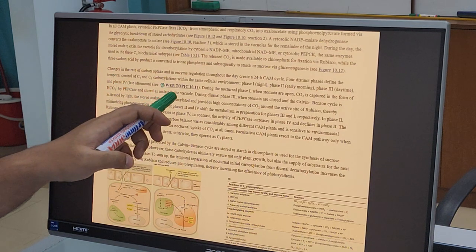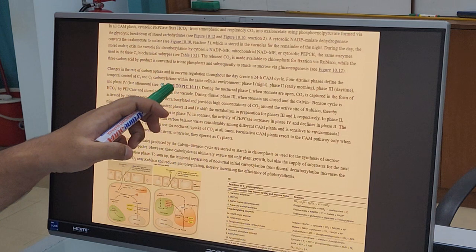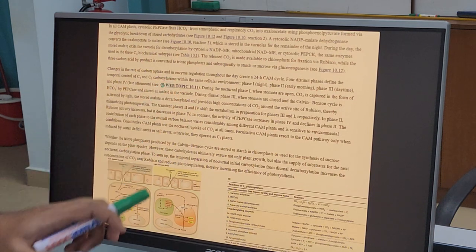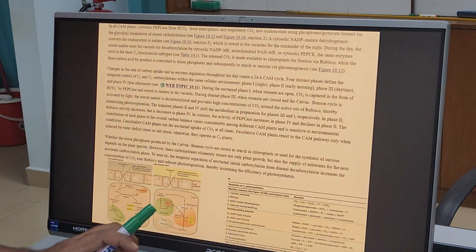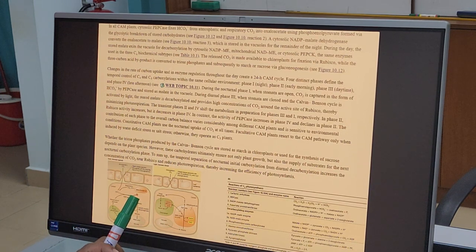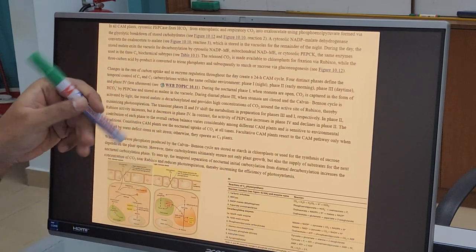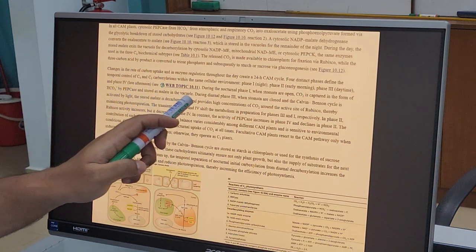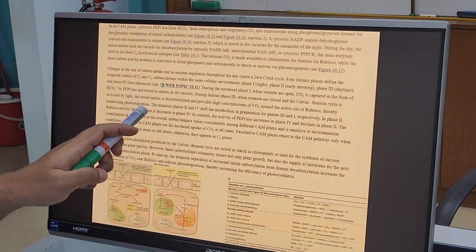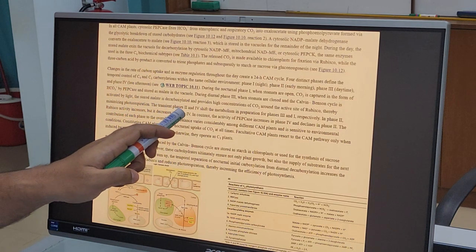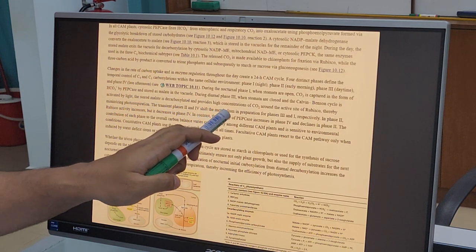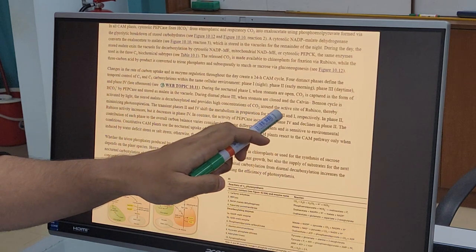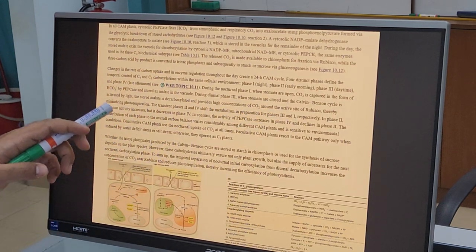accumulate and then store in the vacuole, right? So that's why in the picture here, the vacuole looks so big. This is why, right? Okay, then what else? The transient phases are phase number 2 and phase number 4. They shift the metabolism in preparation of phase number 3 and phase number 1.